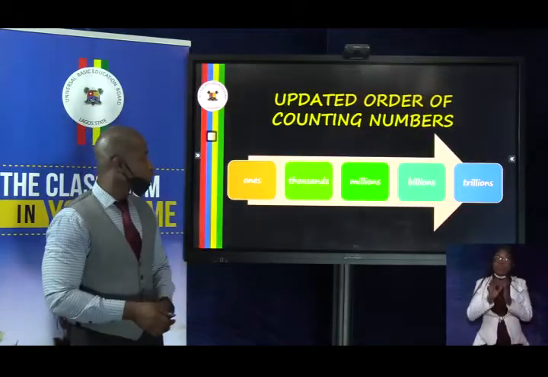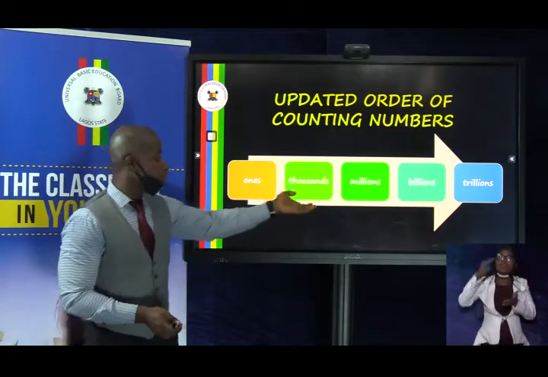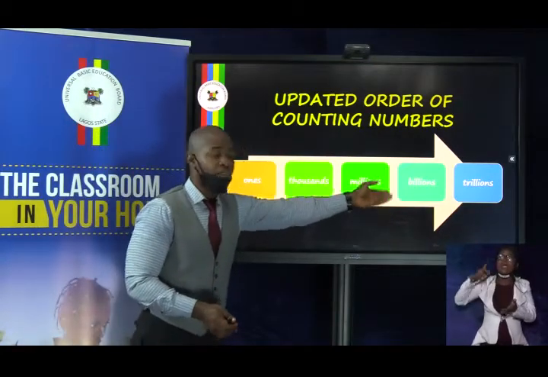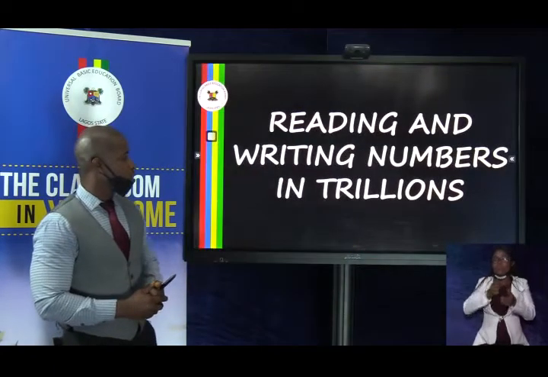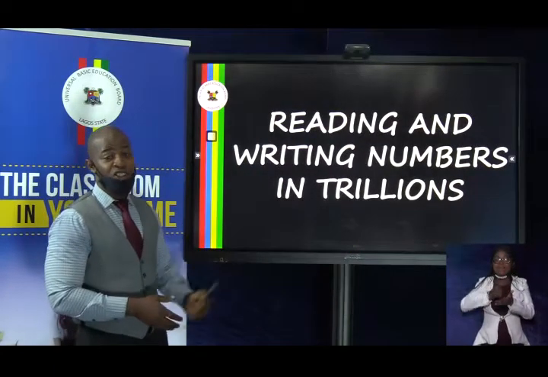So our updated order of counting is like this: ones, thousands, millions, then billions. After billions, then you have the trillions. So let's just work with this. We're going to be reading and writing in trillions.